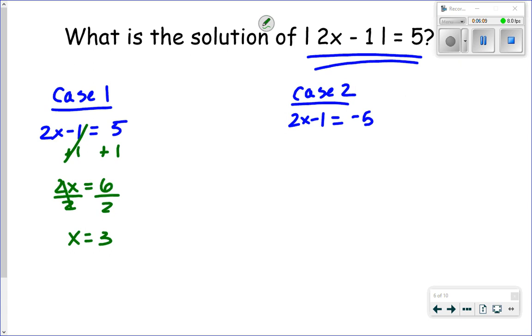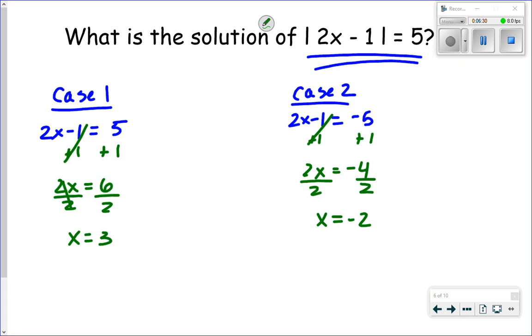Okay, case 2. Again, same first step. I'm going to add 1 to both sides. In your calculator, if you put negative 5 plus 1, the solution would be negative 4. And then I need to divide by 2 on both sides. Negative 4 divided by 2 is negative 2.